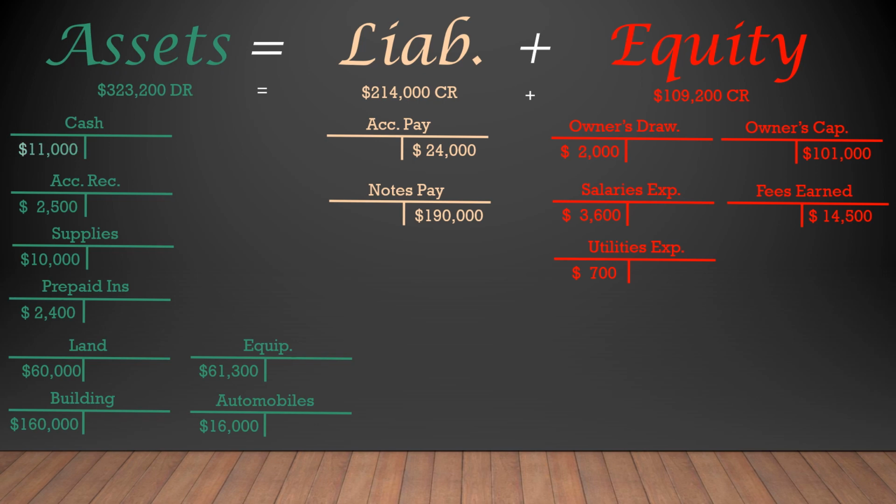Cash's debit should be $900 higher, increasing total assets by that amount. Liabilities will include unearned revenues, increasing its total credit to $214,900.